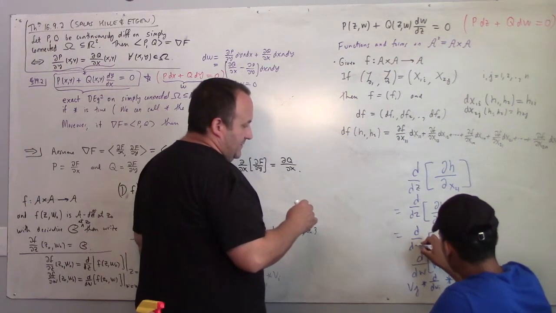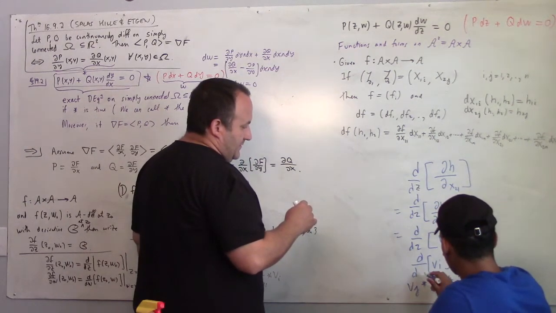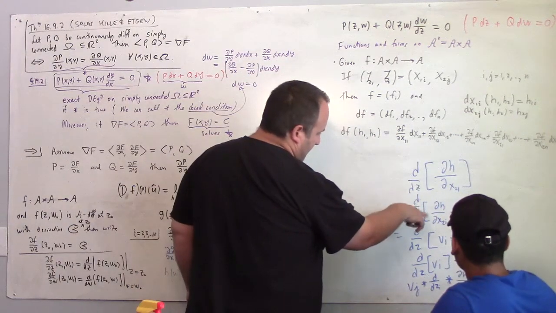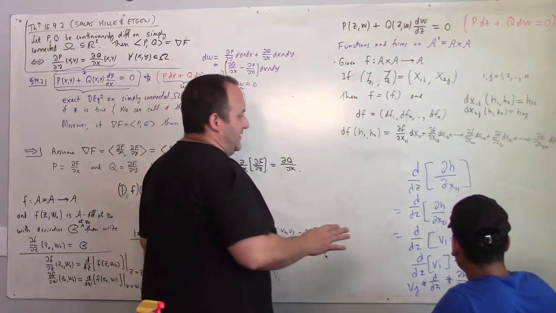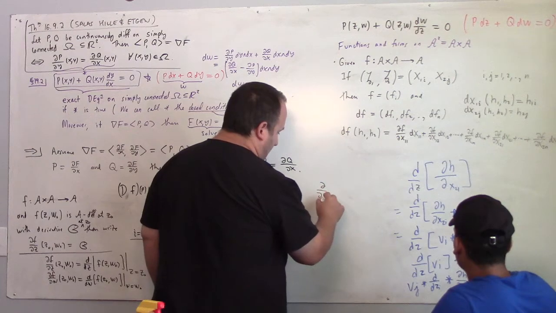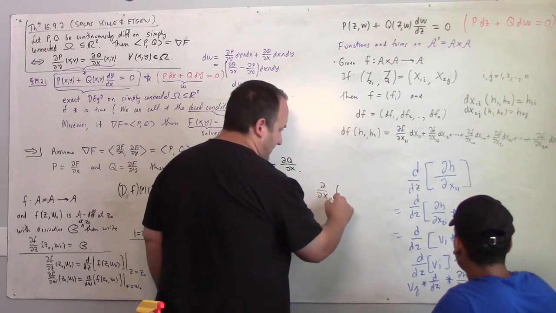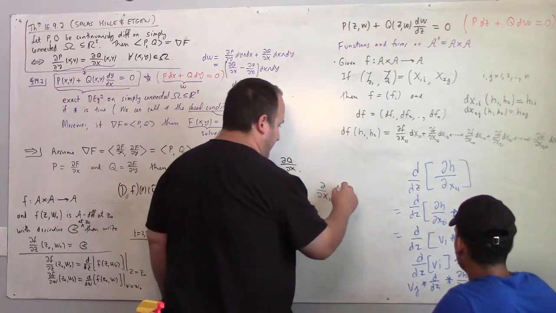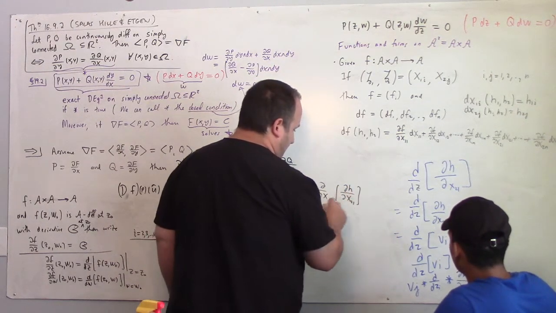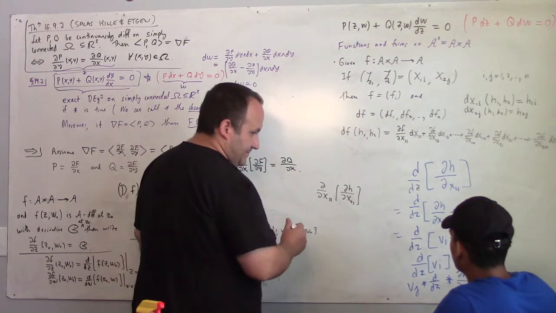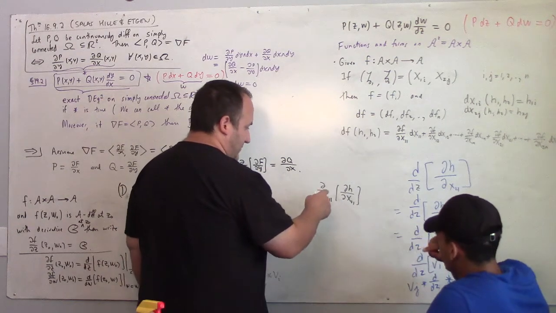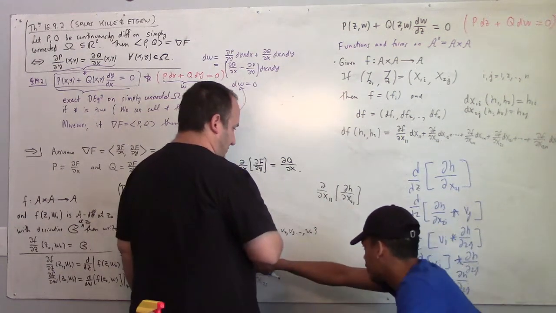And so the thing is, this, if it exists, well, to say it another way, this existing is tantamount to partial x11 of this stuff. So I was trying to rewrite this as that.